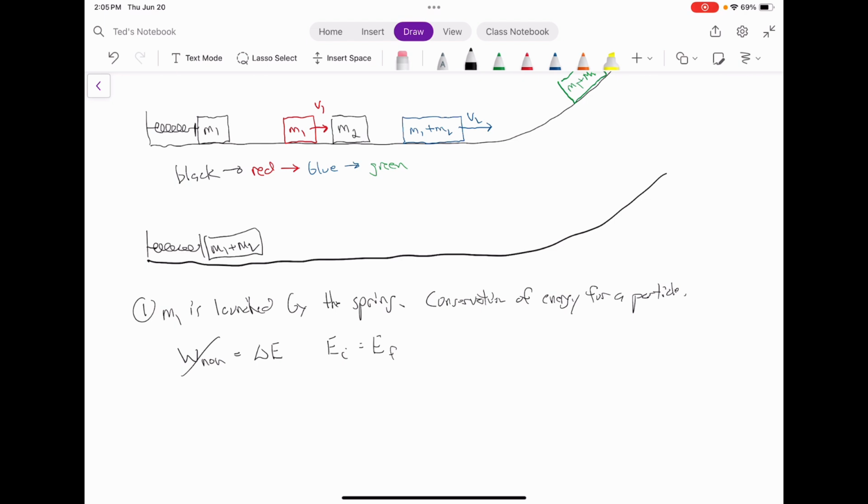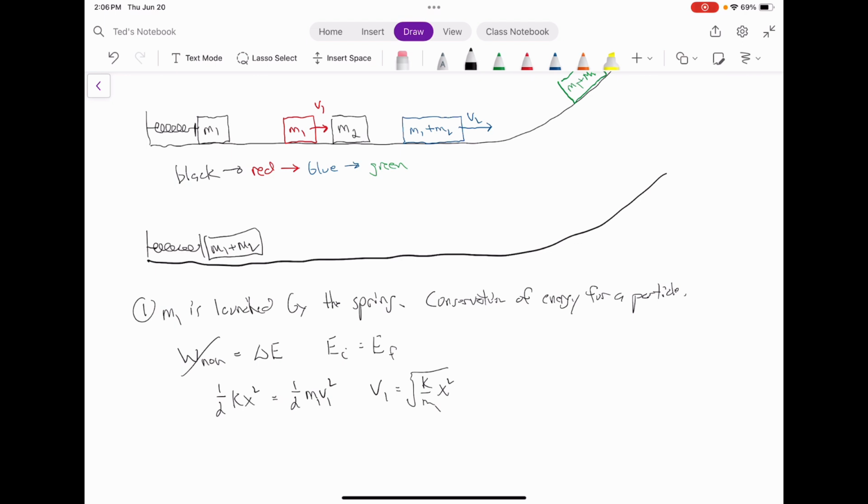All right, so the initial energy is just the spring. So we have 1/2 kx squared. And the final energy is just the moving block. So we have 1/2 m1 v1 squared. So from this, we can find v1. So v1 is equal to, the 1/2's cancel, divide both sides by m. So it's equal to the square root of k over m1 x squared.